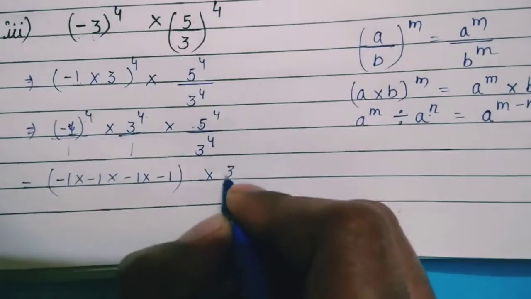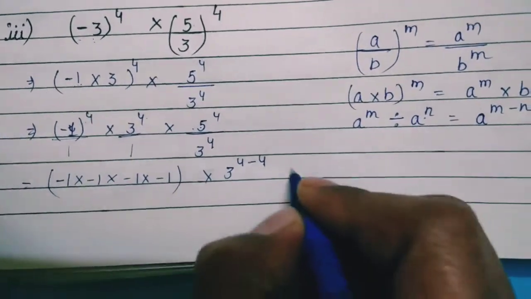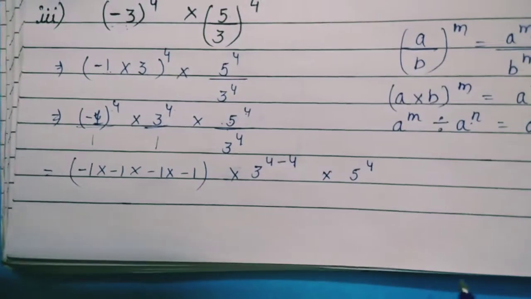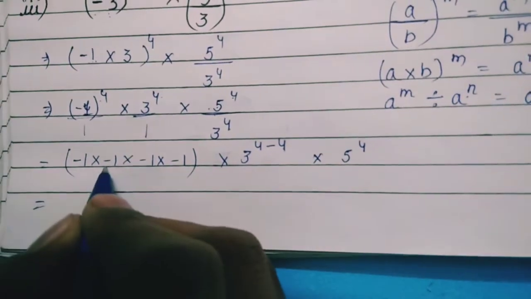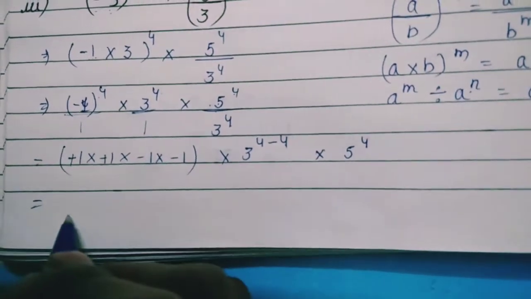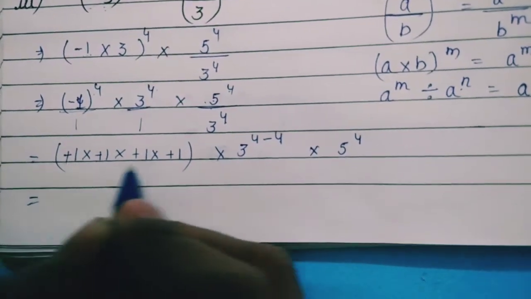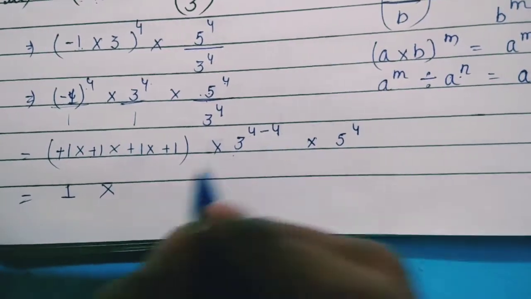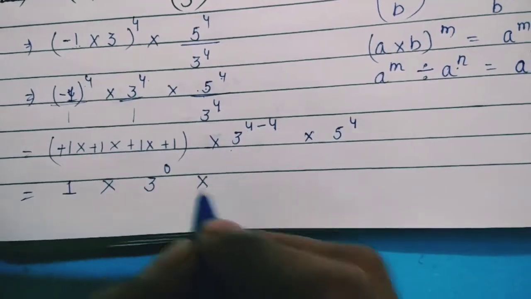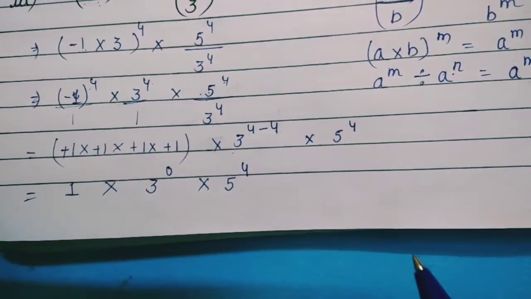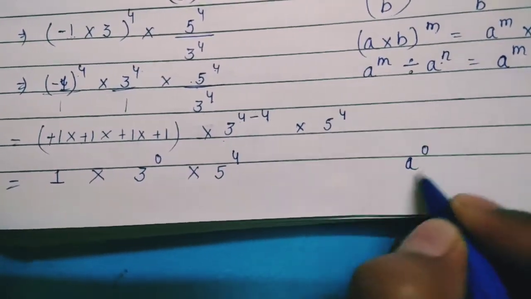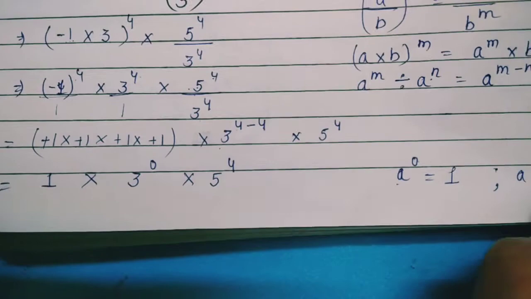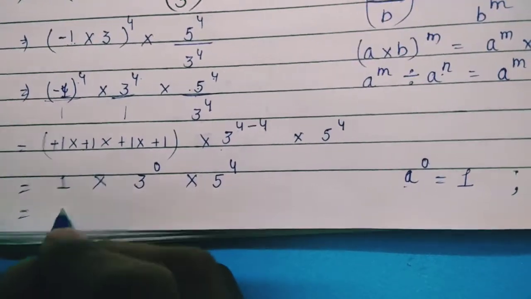So here 3 raised to the power 4 minus 4, multiplied by only one thing remaining, 5 raised to the power 4. Now simply minus minus is plus, so this minus to minus plus, this minus to minus plus. So in the place of 1 1 what we have is 1. Here 3 raised to the power 4 minus 4 is 3 raised to the power 0, minus 5 raised to the power 4. Now here we will apply the identity a raised to the power 0 is 1, where a will never be considered as 0. It means 1 as it is.